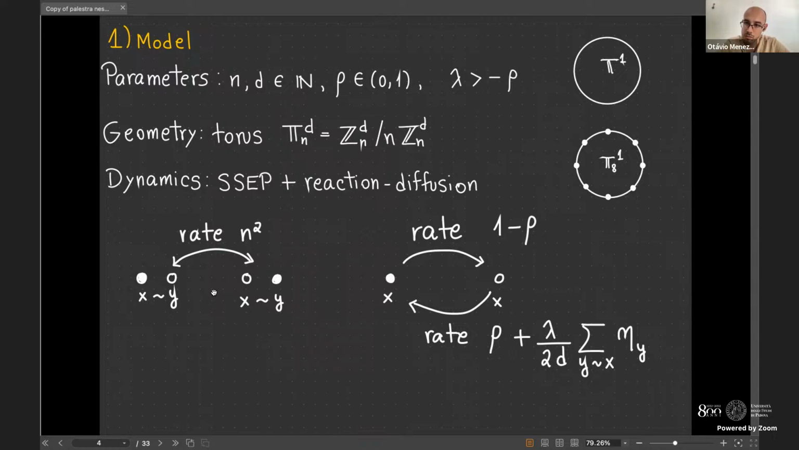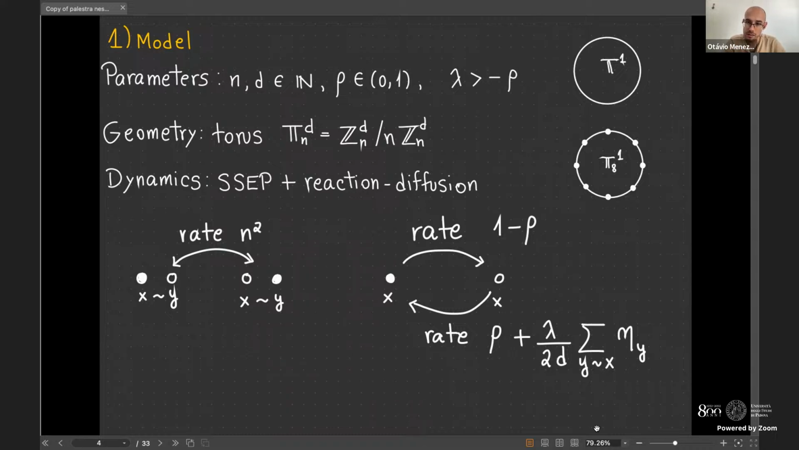And on top of that, we put some birth and death dynamics, some spin flips. We fix some density rho between 0 and 1. If a site is occupied, we kill the particle at rate 1 minus rho. And if the site is empty, we create a new particle there at a rate that is rho plus something that depends on the neighbors. If you don't have this lambda term, then what you actually have are independent spin flips. If you have independent spin flips on top of diffusion, then of course your stationary state is product.